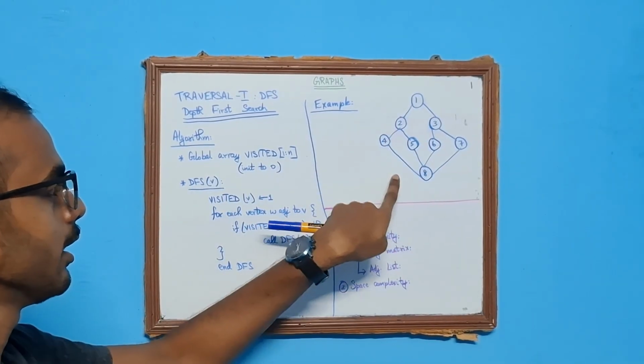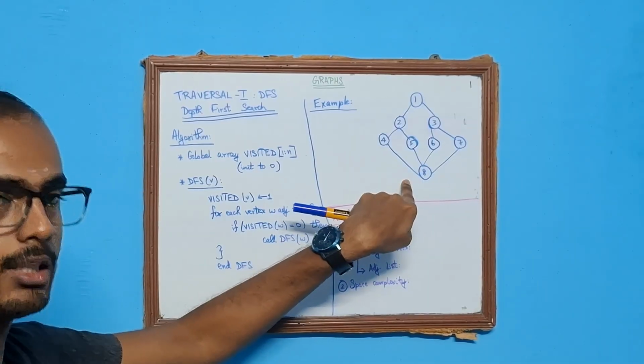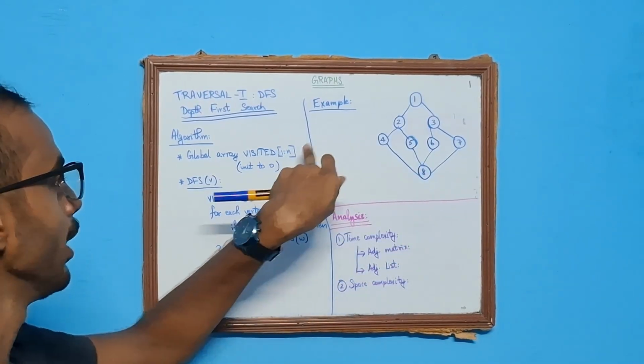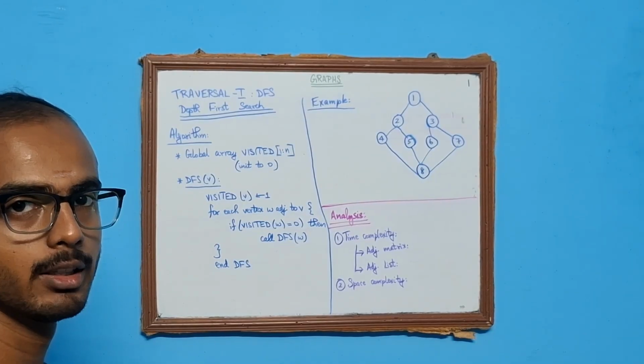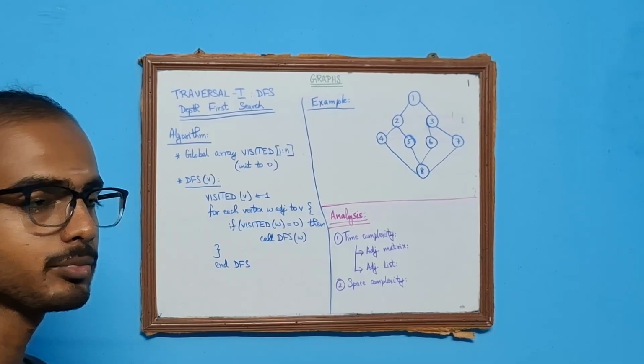In this case, there are 8 vertices: 1, 2, 3, 4, 5, 6, 7, 8. So n will be defined as 8. There will be an array which can be accessed globally in the algorithm, containing the numbers from 1 to n, initially initialized to 0. It can be a boolean value whether we have visited this vertex or not. Now let us take any one vertex. You can start from any one vertex v. So visited of v should be 1 because we are in that position.